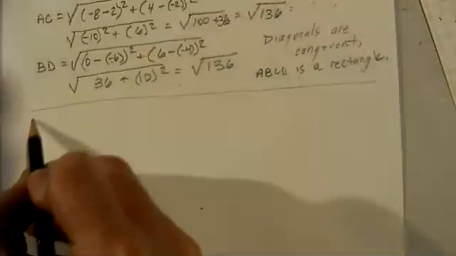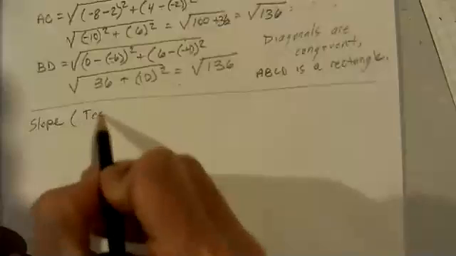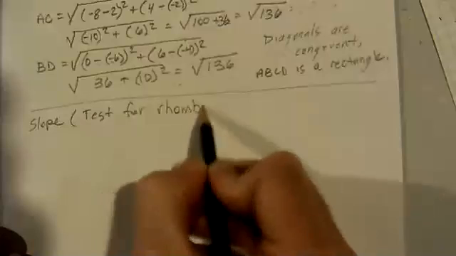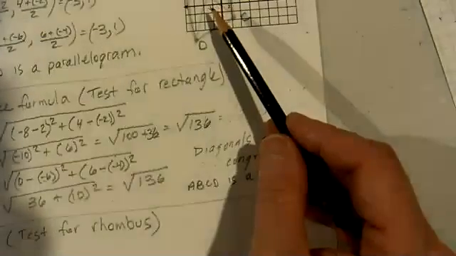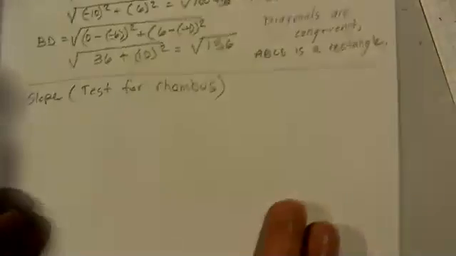Now what we're going to check is if it's some sort of rhombus. We are going to do slope. And slope tests for a rhombus. Since we're in the parallelogram family, distance tests for rectangle and slope tests for rhombus. It doesn't look like a rhombus, but remember the scale is different. Sometimes that can throw it off. So let's get in here and find out what we have.